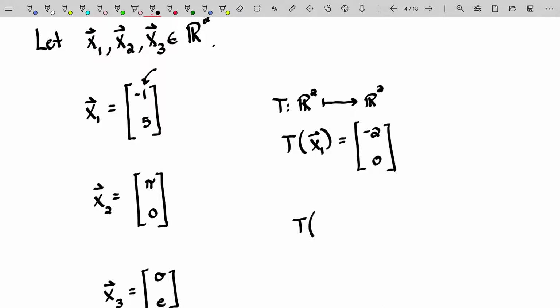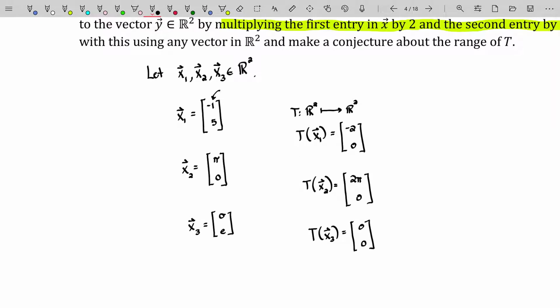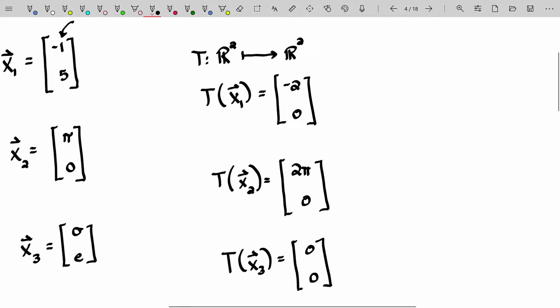Let's see what our transformation does to the second vector. It doubles the first entry and zeroes out the second entry. And finally, the third vector. It doubles the first entry and zeroes the second entry. And if you start playing with this, you should start realizing that no matter what happens, the output will always have the second entry be 0.